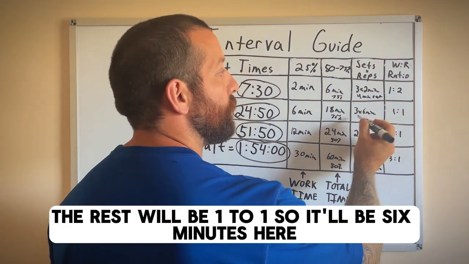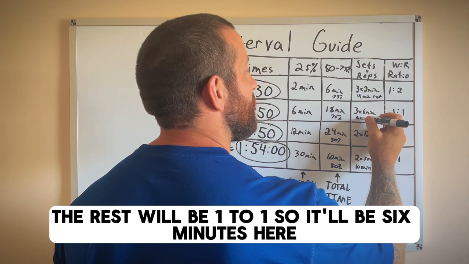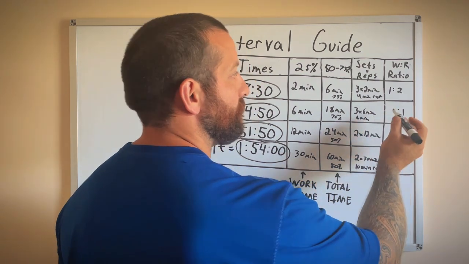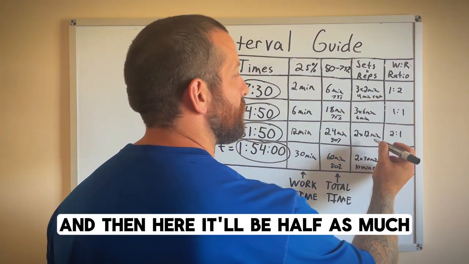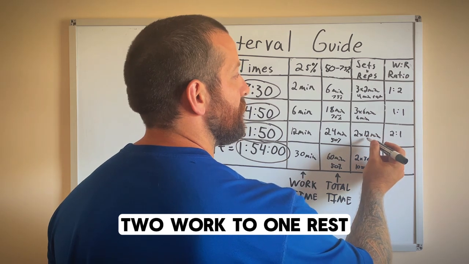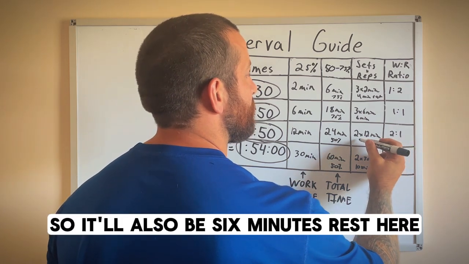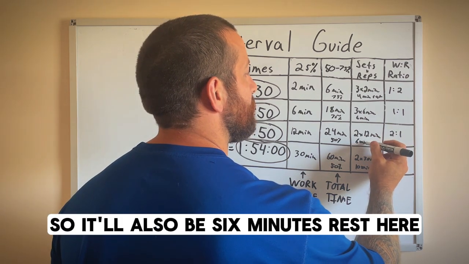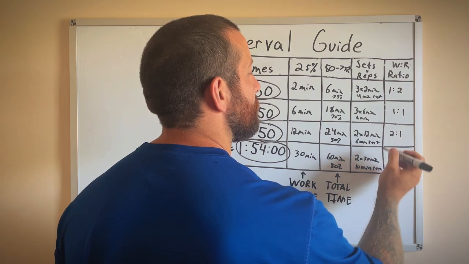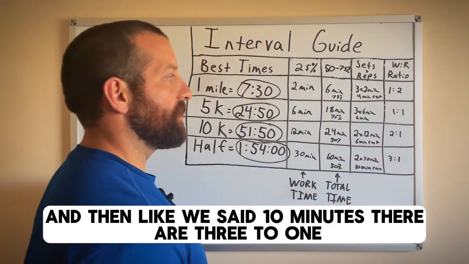The rest will be 1 to 1, so it'll be 6 minutes here. And then here it'll be half as much, 2 work to 1 rest. So it'll also be 6 minutes rest here. And then like we said, 10 minutes there, 3 to 1.